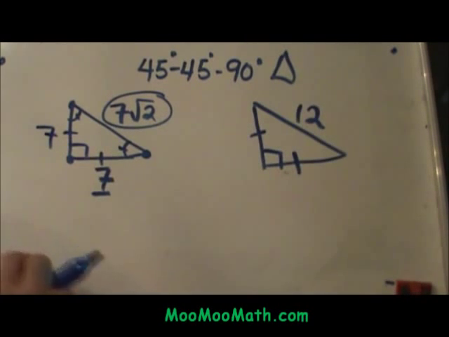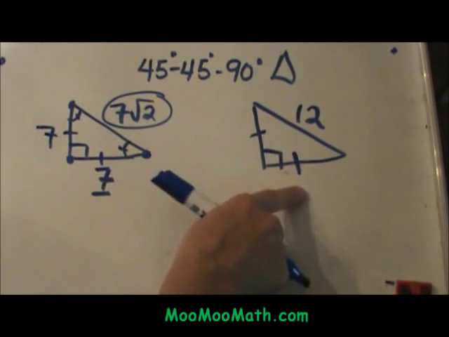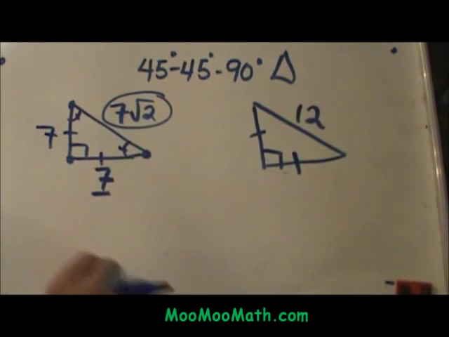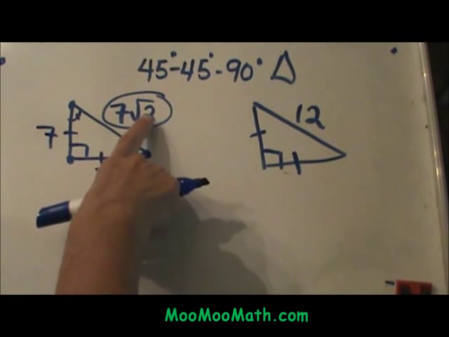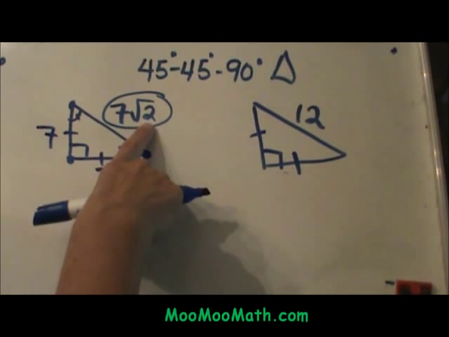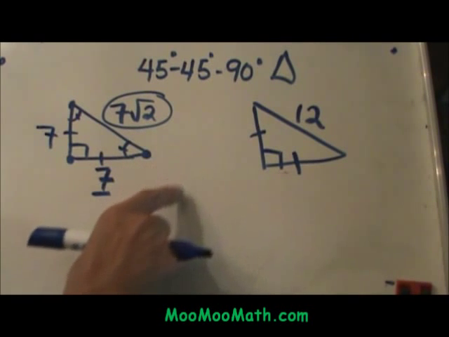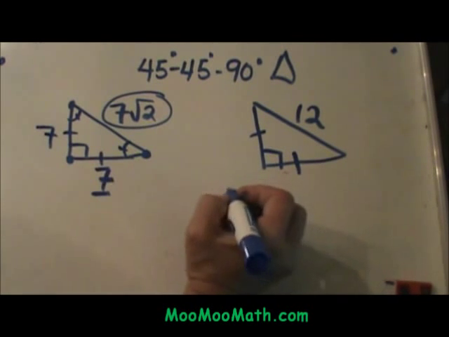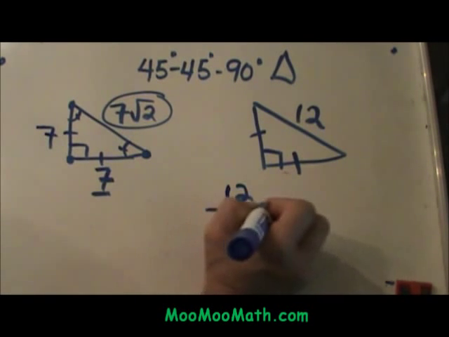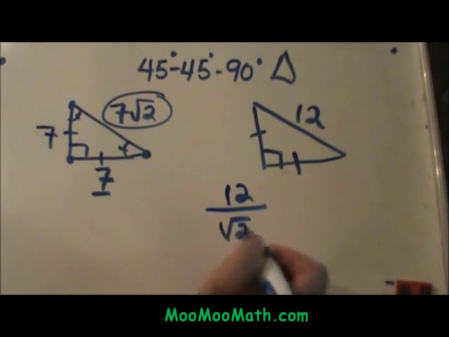Now here's the backwards problem. What if you don't know the two legs, but you do know the hypotenuse? Well, since the rule is you take the leg times the square root of 2 to go from the leg to the hypotenuse, to get from the hypotenuse backwards to the shorter leg, we're going to divide by the square root of 2. So I'm going to take 12 and divide it by the square root of 2.